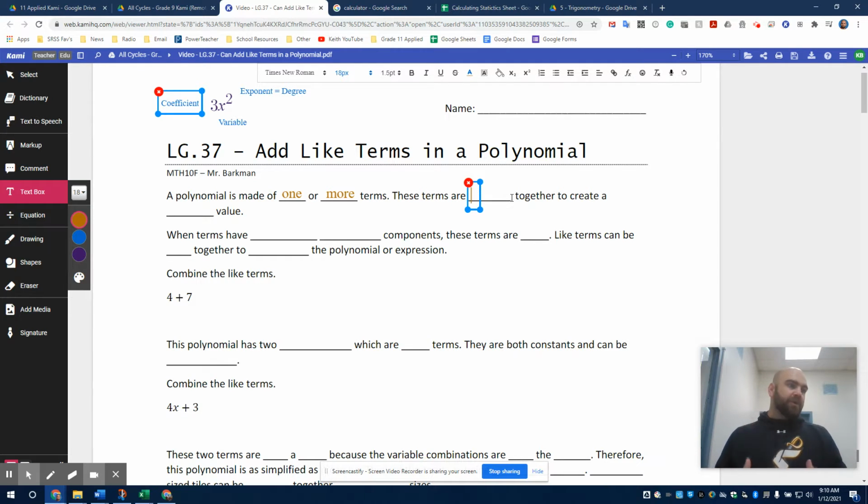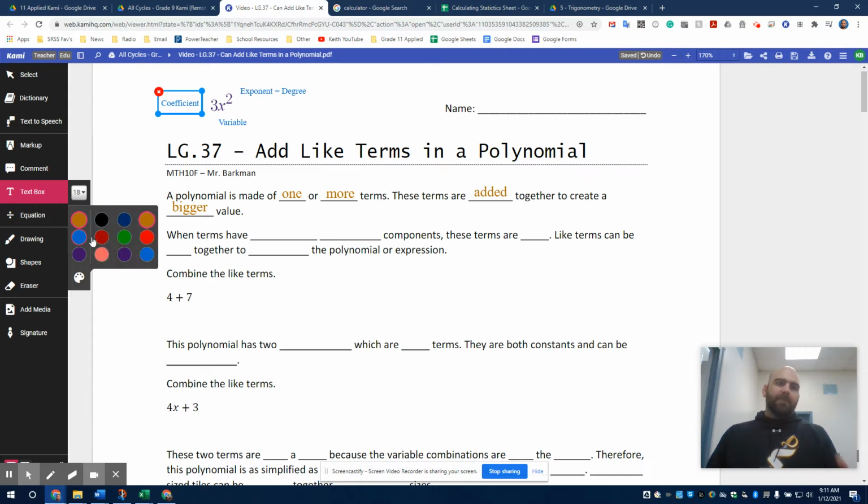Okay. These terms, as I mentioned, are added together to create a larger, actually, I'm going to say bigger. That's maybe not the best way to think about it. I'm going to say bigger because it's a bigger value in total, but it could actually become smaller if we're subtracting. When I say adding, we are adding because adding a negative is like subtracting. So we are in fact adding them together.